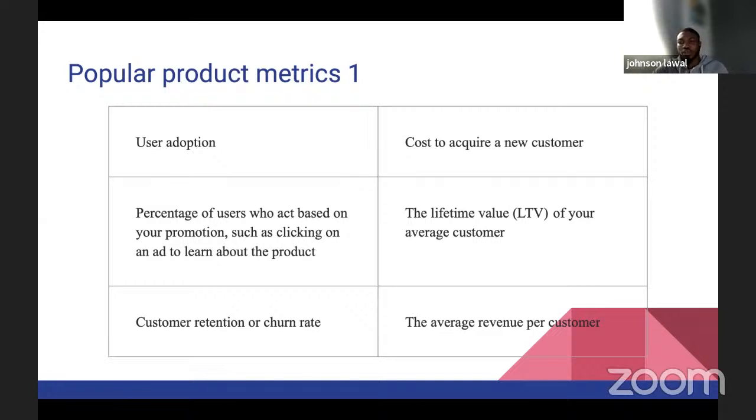So you might want to find a way to convert customers and make sure that next time they use your product, instead of having a total spend of $100, you might want to increase it to $200, and then you put this as a metric and measure it. So that's it for popular product metrics.